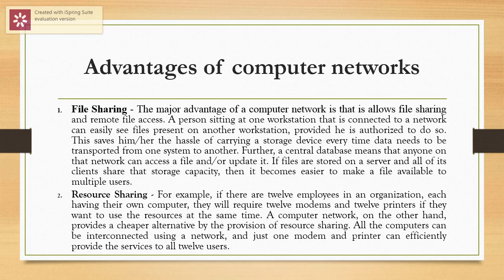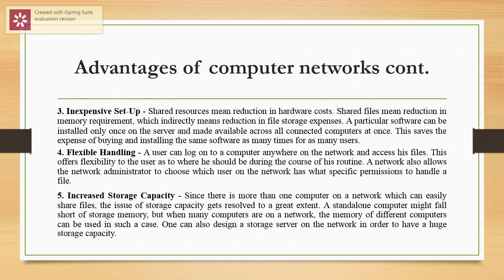Second advantage is resource sharing. For example, if there are 12 employees in an organization, each having their own computer, they will require 12 modems and 12 printers if they want to use the resources at the same time. A computer network, on the other hand, provides a cheaper alternative by the provision of resource sharing. All the computers can be interconnected using a network, and just one modem and printer can effectively provide the services to all the users.